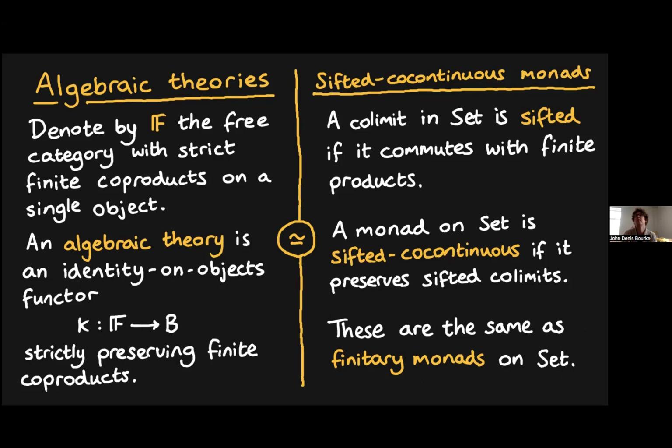So what is B there? B is just some category with finite coproducts. It must have the same objects as F. Yes, it has to have the same objects. By identity-on-objects functor, I mean both F and B have the same class of objects, and the underlying action on the objects of the functor is the identity function.